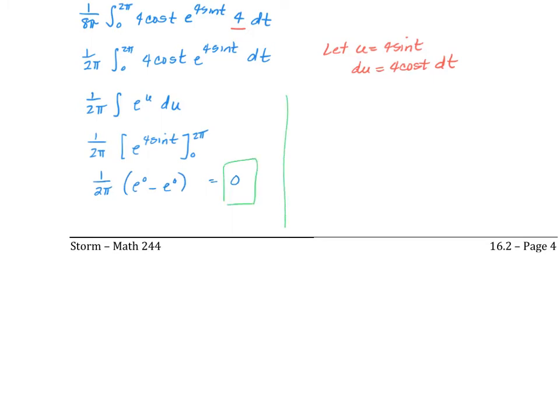Again, if I went ahead and changed my limits of integration, then my u values would go from 0 to a u value of 0, and this is simply the integral from 0 to 0 of e to the u du, which is 0. So the 1 over 2 pi doesn't matter. It's still going to equal 0.